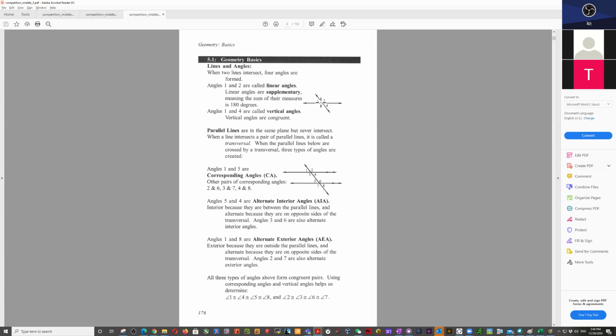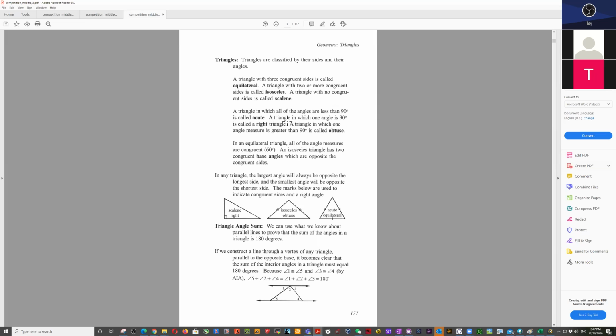Then there are alternate interior angles, AIA, and alternate exterior angles, AEA. Those are used to judge parallel lines, which also have corresponding angles. Then equilateral, isosceles, scalene, those are the classification of triangles by sides, and acute, right, obtuse by angles. And then this is the triangle sum theorem.